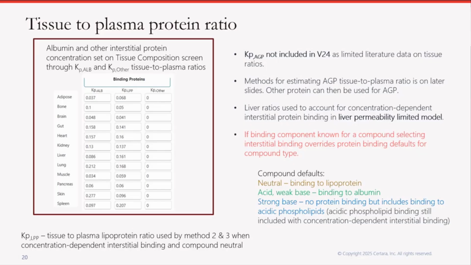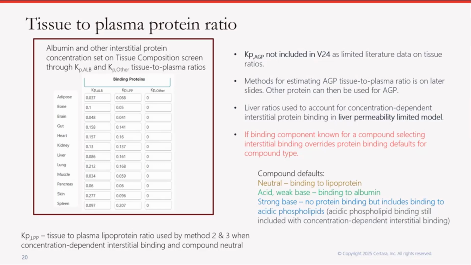The calculation of tissue partition coefficients always takes account of binding to proteins, depending on the compound type, but you don't normally have any control of that. If it's a neutral compound, it's assumed the binding is to lipoprotein, so it uses this lipoprotein ratio. That's what this column in the middle is for. For an acid or weak base, the binding is assumed to be to albumin. And for a strong base, no protein binding is included, but there is binding to acidic phospholipids.